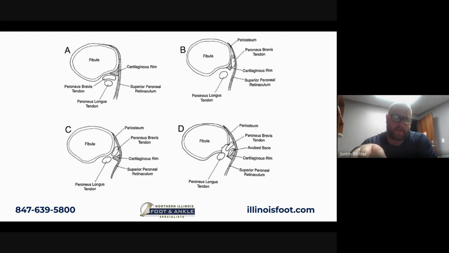Things that can happen: the cartilaginous rim can fracture off, and you can see avulsion fractures of the lateral malleolus and lateral ankle sprain. Sometimes you can see a fleck sign from a CFL injury. These are all additional things that you can see on some of these studies. So what I'm trying to say is that people with lateral ankle pain and problems following an injury sometimes have a number of things going on.